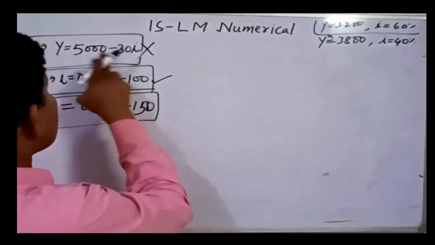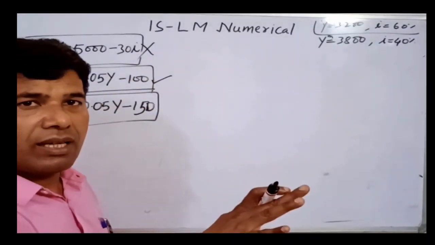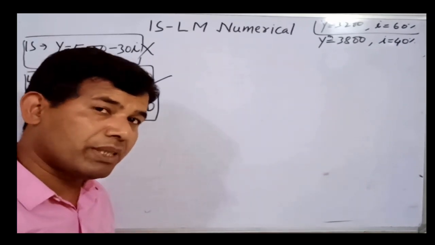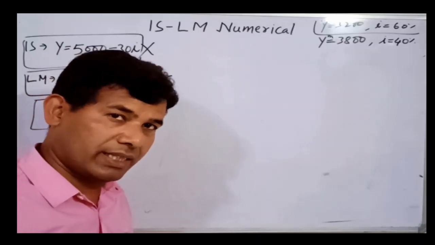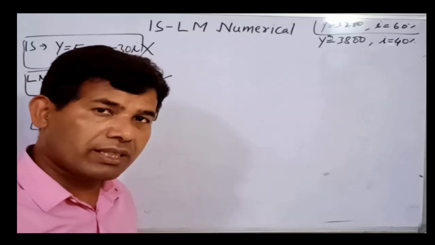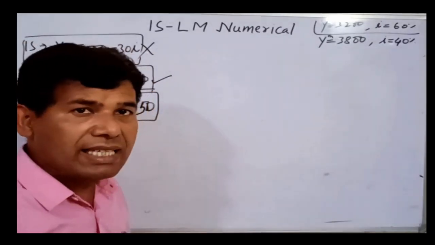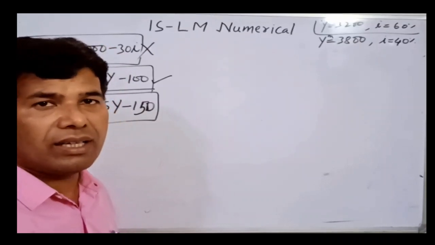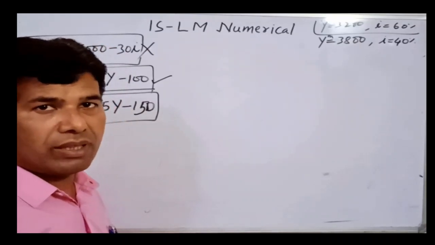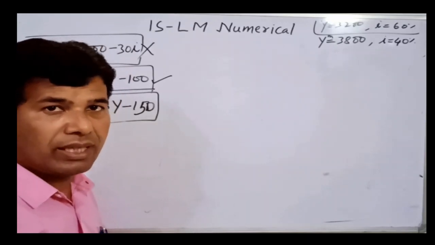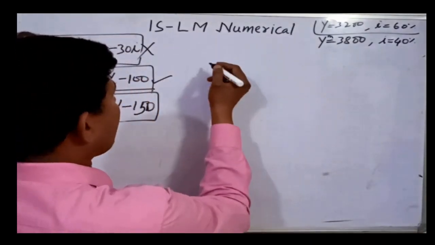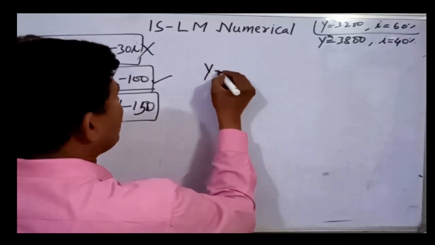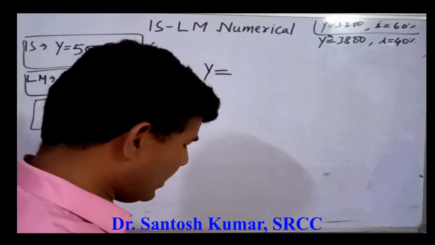Why? Because this IS equation has been derived with government expenditure 160. But now the government expenditure rises by 200. So what is the total government expenditure now? 360. So because of the rise in a component of aggregate demand, we have a new IS equation, okay? We have to derive the new IS equation, right? How do we derive it? Again with the same conditions, we take the condition of equilibrium in the goods market, Y is equal to aggregate demand.